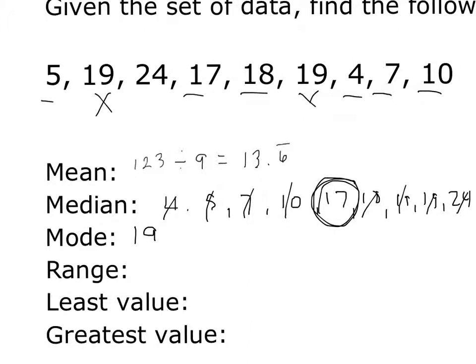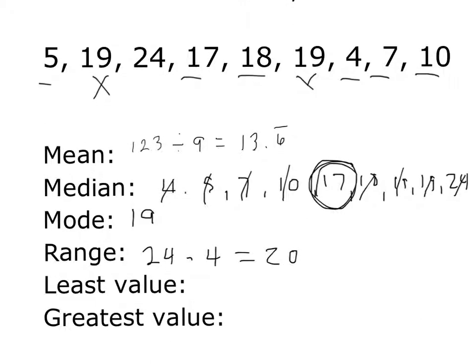Your range, you're just taking your largest number and subtracting out your smallest number. Well, in our list, our largest number was 24, and our smallest number was 4. So we're going to take 24 minus 4, and that gives us 20. Okay, so that's our range and our mean, median, and mode.